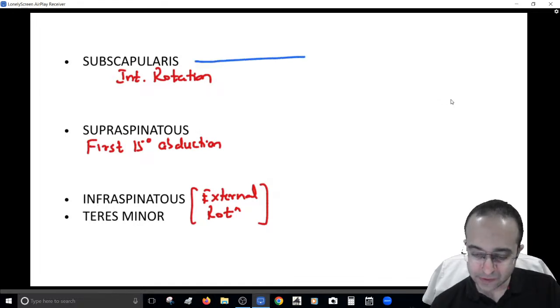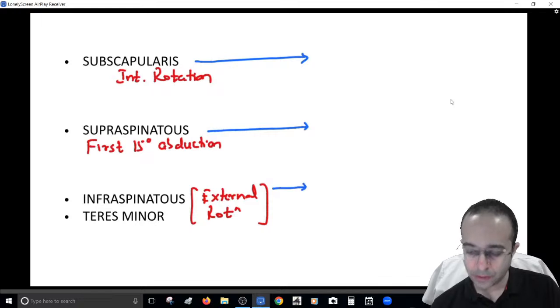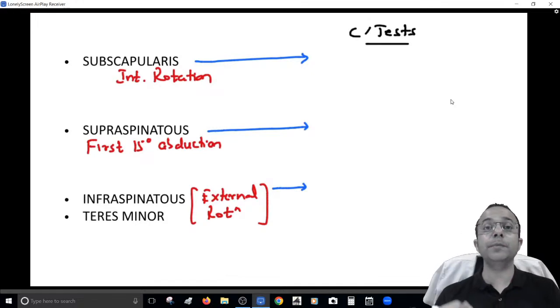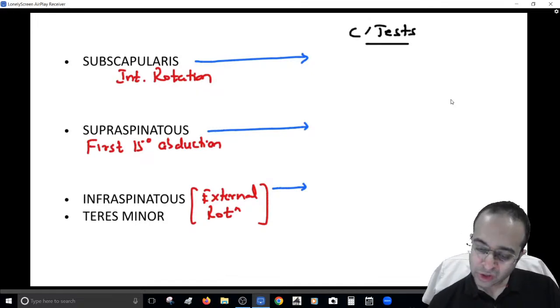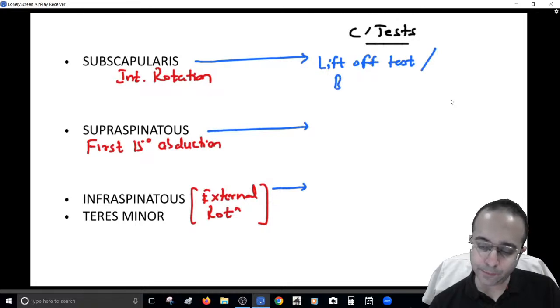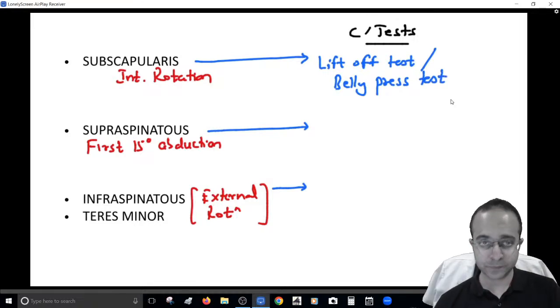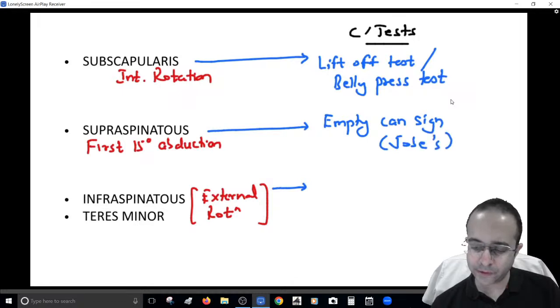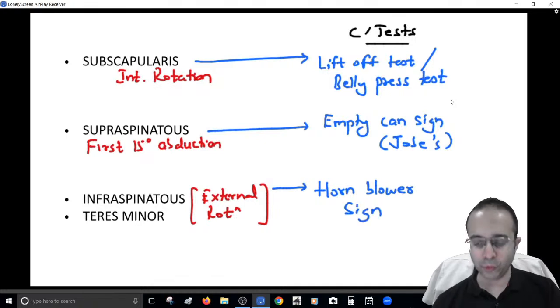Now all these muscles have a tendency to tear. And I would just like to share with you guys the clinical tests with which you can pick up tears of these muscles. For subscapularis, lift off test and belly press test are the popular clinical tests for evaluation. For supraspinatus, you have to know about the empty can sign, and some people also call it Jobe's empty can sign. And for these external rotators, you should be familiar with the Hornblower sign.